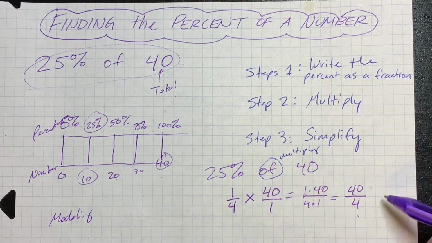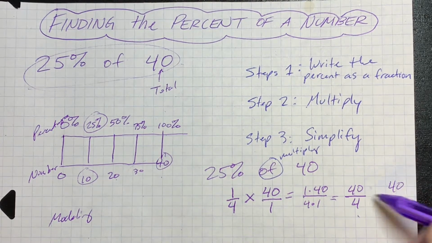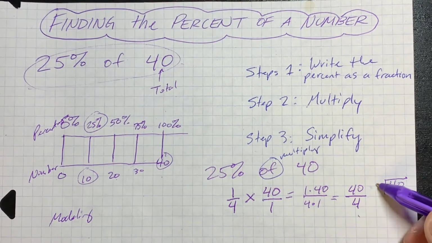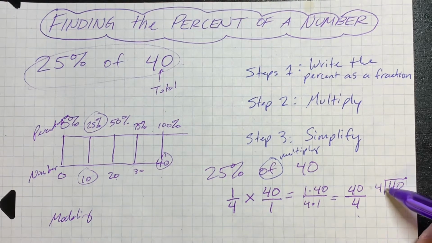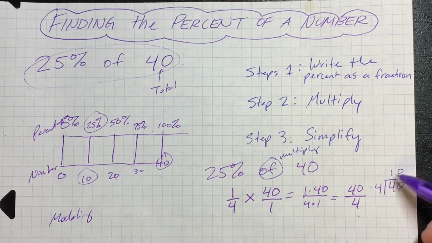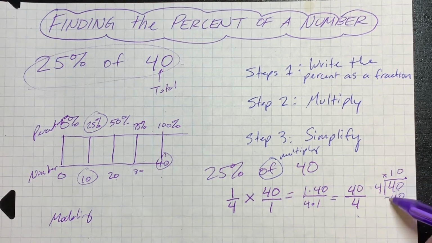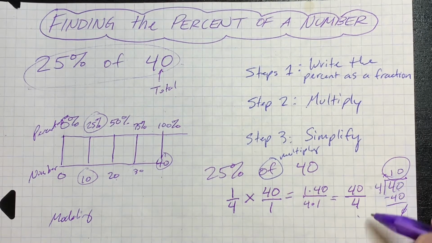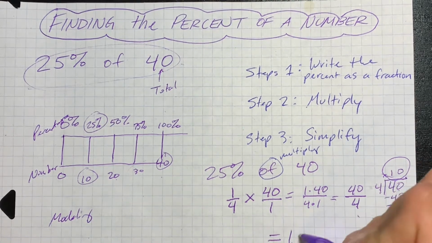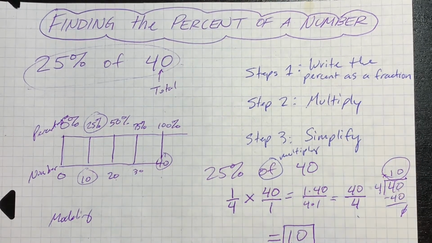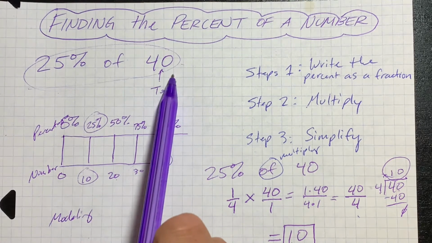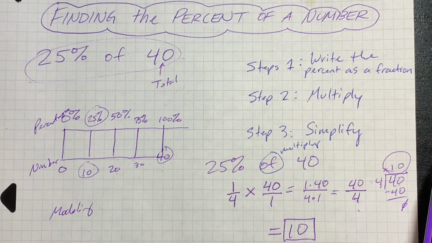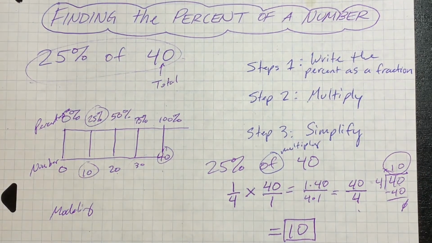So that means you divide. So 40, your numerator, is your dividend, and 4, your denominator, is your divisor. How many times can 4 go into 40? Well, 4 can go into 40 10 times. 4 times 10 is 40. 40 take away 40 is 0, and your quotient is 10. So this is going to be equal to 10. So again, 25% of 40 is 10. Hopefully that makes sense to you, and don't worry, we're going to go over more examples as we move forward.